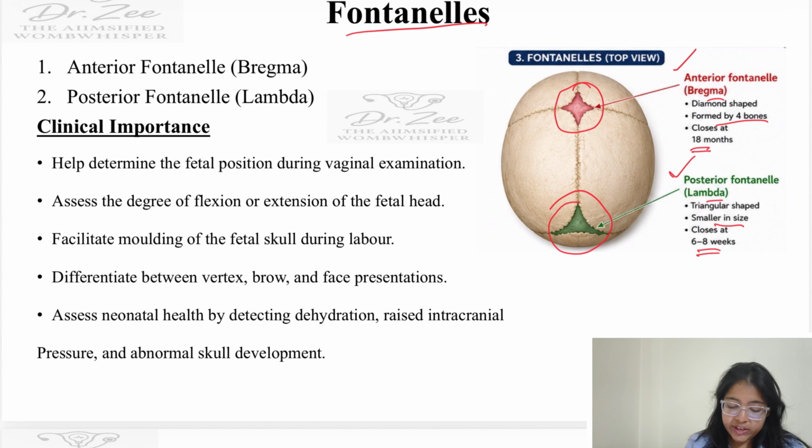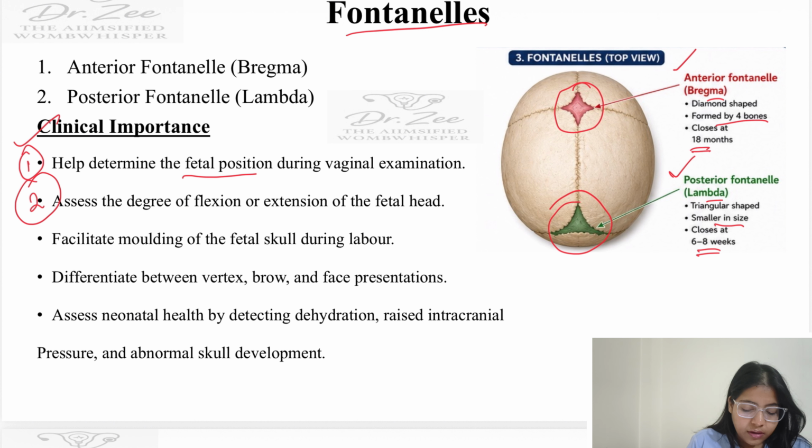So what is the importance of the fontanelle? The clinical importances are: number one, as I told you, it helps in determining the fetal position during vaginal examination. If you are palpating the posterior fontanelle, the attitude of the fetal head is flexion. But if you can palpate the anterior fontanelle, the attitude of the fetal head is extension. Number two, it helps in assessing the degree of flexion or extension of the fetal head.